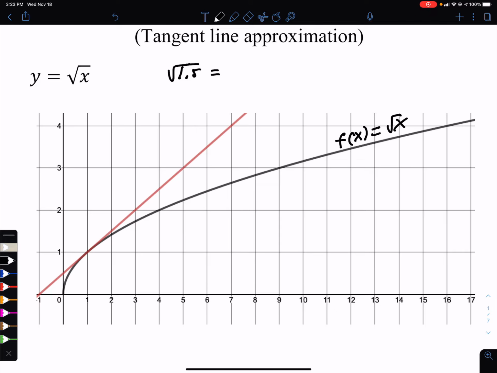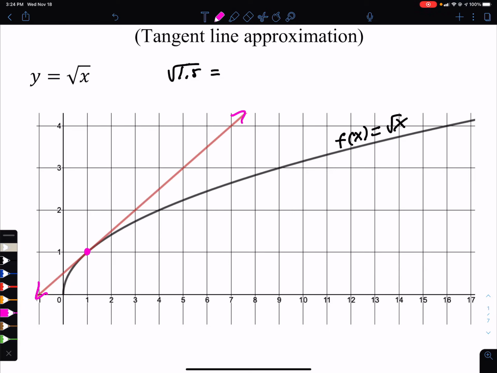Now, the average person would have no clue. You'd say, if I had a calculator, I might be able to approximate it, but I don't have a calculator. So how could you approximate it? Well, here's the concept. What if I get the tangent line equation at 1?